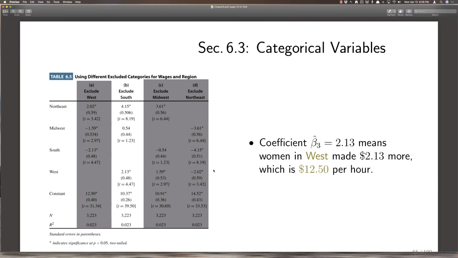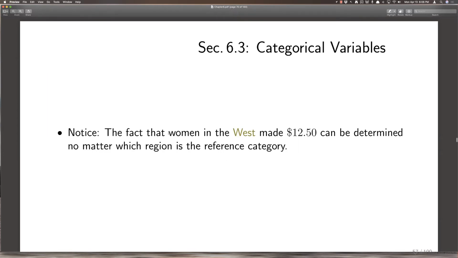Or, here's the thing, if there's one particular region you really care about the most, use that as the excluded category. Much like we said with the difference of means test, sometimes it makes the most sense to make the 0 group, or here the excluded group, the one you're most interested in, because you get the information about it right here in the constant without having to do any transformation or any math. All right, so the fact that women in the West made 12.5 can be determined no matter which region is the reference. We can always find what the average is by adding the two relevant betas.